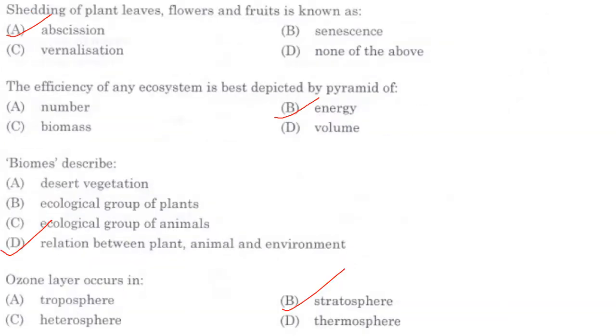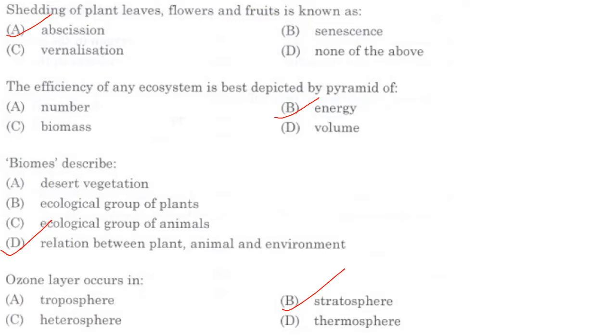Then, shedding of plant leaves, flowers and fruits is known as abscission. Answer is option A. Whereas senescence is the process by which a cell stops dividing and growth is arrested without undergoing cell death. There is no cell death in senescence, whereas in abscission there is cell death and shedding of plant leaves, flowers and fruits. Then next one. The efficiency of an ecosystem is best depicted by pyramid of energy.